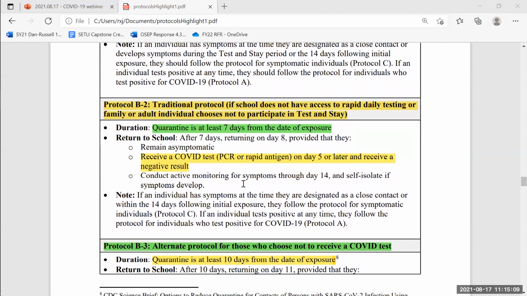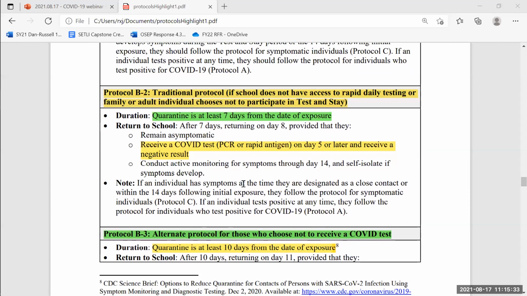So looking then at protocol B2, this is our traditional protocol. So again, I hope this is hitting that part of your brain that says, I'm familiar with this. I know what to do because we went through a lot of this last year. So this is if you're not doing our test and stay program, or if either the family hasn't consented or the school doesn't have the test and stay program, then we do need to see individuals quarantine. The quarantine has to last at least 7 days.